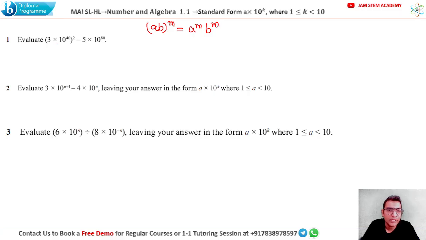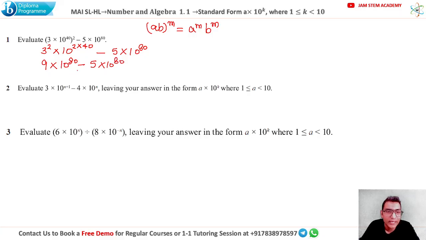So here (3 times 10 to the power 40) whole squared will become 3 raised to the power 2 times (10 raised to the power 40) whole squared. So that is 2 times 40, minus 5 times 10 raised to the 80 stays as it is. This 3 squared is what? 9 times 10 to the power 80 minus 5 times 10 to the power 80.